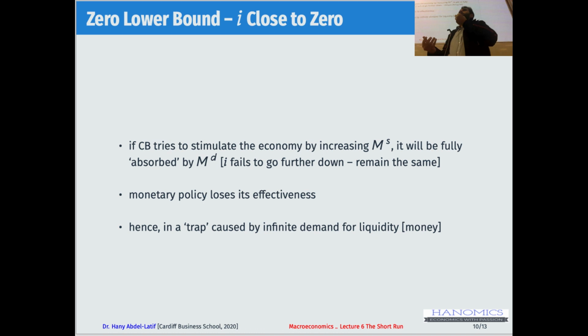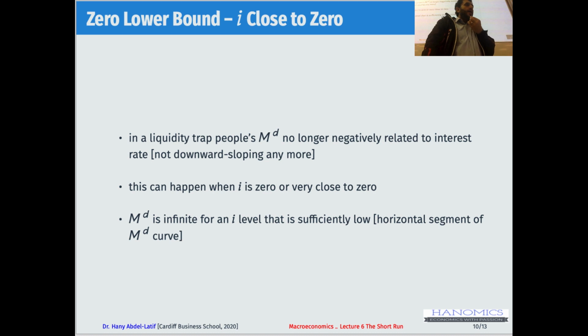Because the idea is to lower the interest rate, and if you cannot lower the interest rate below zero, which is true, since the interest rate cannot be negative, the monetary policy loses its effectiveness, so it cannot affect the output level anymore. Again, this is because the interest rate is already very low or zero. It's called a trap because people prefer holding liquidity.